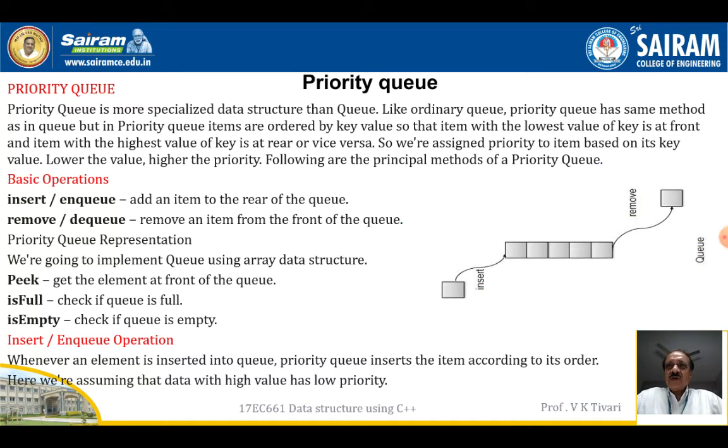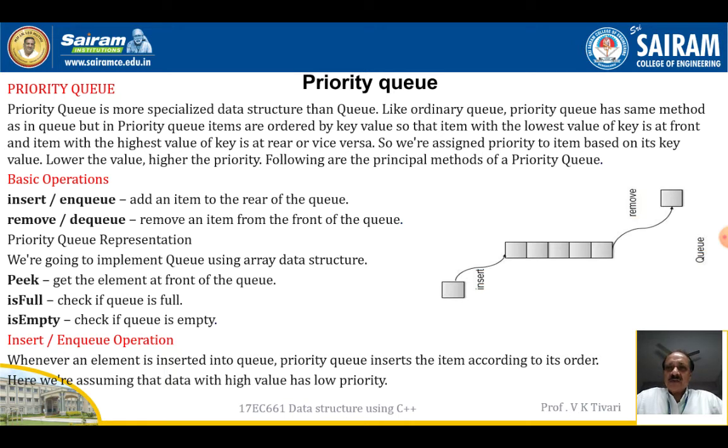Priority queue representation. We are going to implement the queue using an array data structure. As we know, an array is nothing but a linear data structure. Here we are going to use peek, to get the element in front of the queue, and check whether the array or queue is full, or whether it is empty. All three functions can return their respective messages accordingly and can be utilized in the program.